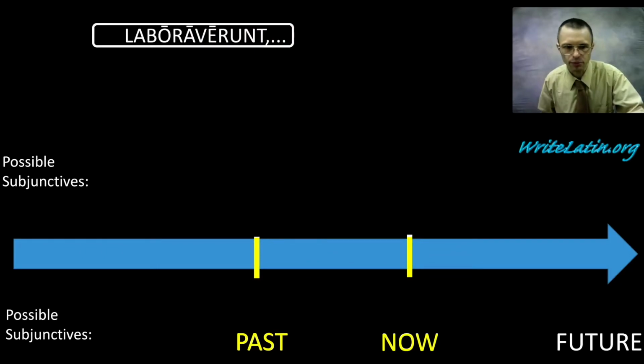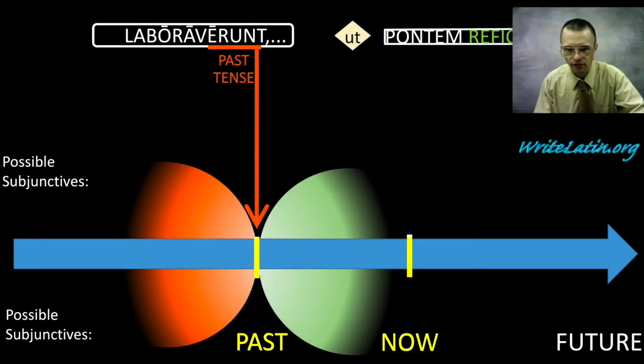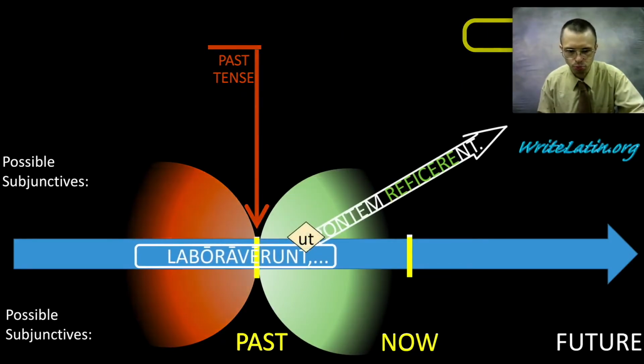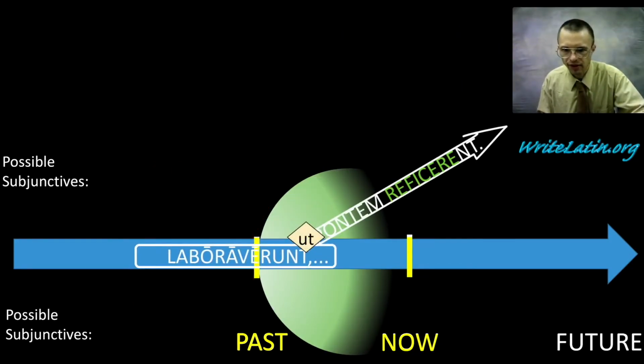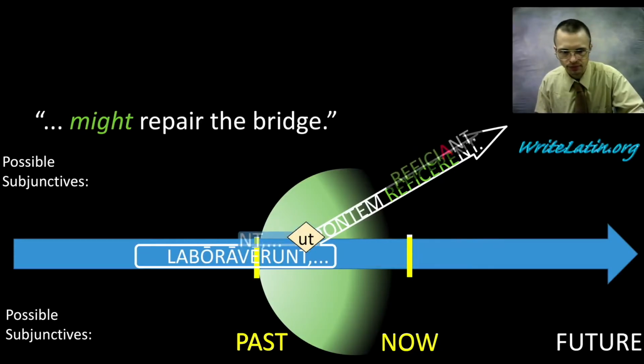All right, next one, purpose clauses. You look first at your main verb. Is it present or past? This one is past. And so the subjunctive clause is going to be relative to that past point. So they worked that they might repair the bridge.